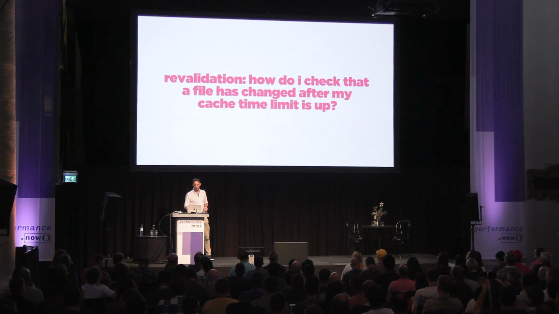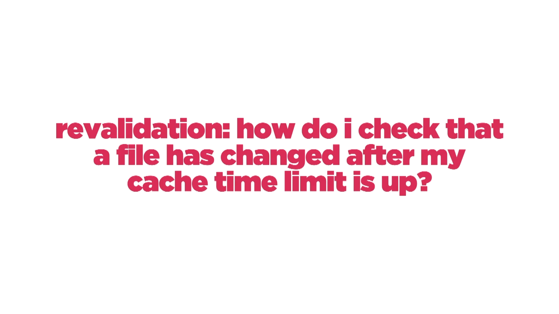Revalidation, on the other hand, is how do I check a file has changed after my cache time limit is up? And that's, again, a really key concept. Only after the cache time limit is up. You have to accept the inevitable fact that for a period, users will probably have somewhat out-of-date content between your release cycle and the cache expiry header, or the cache control header, expiring.